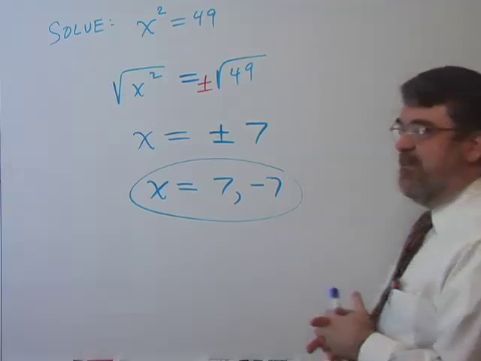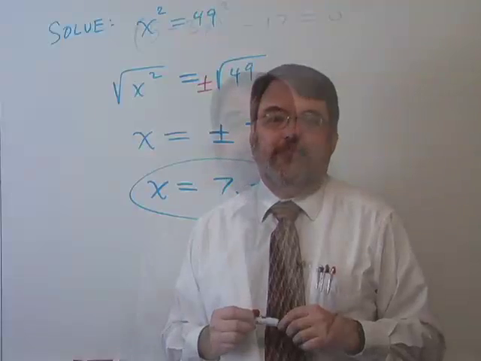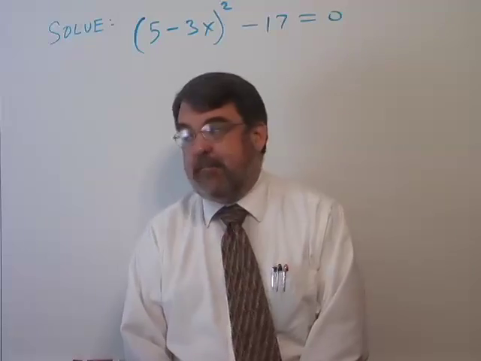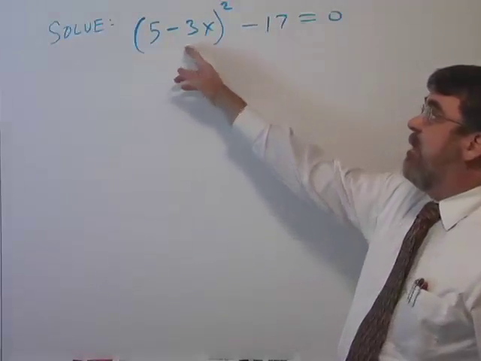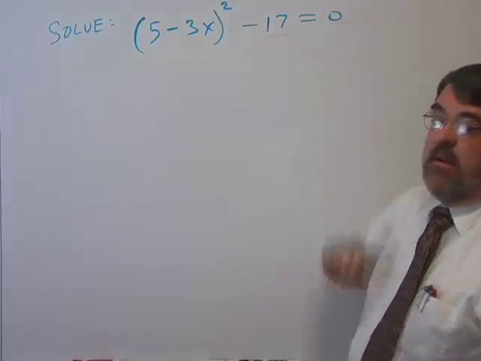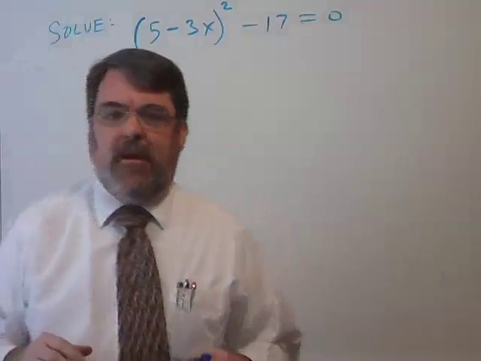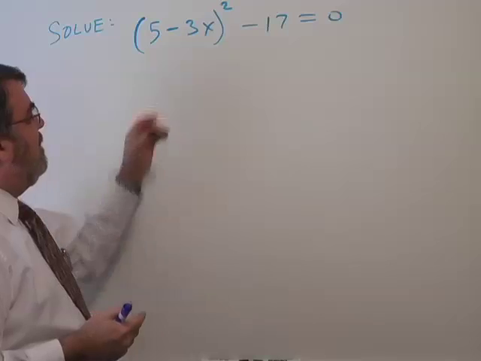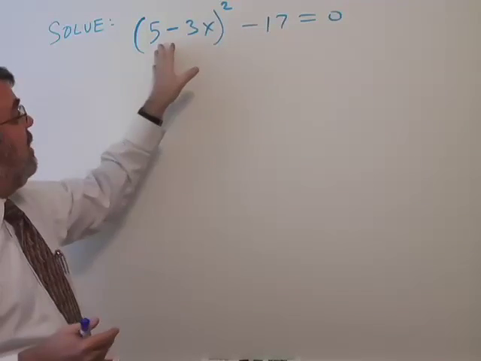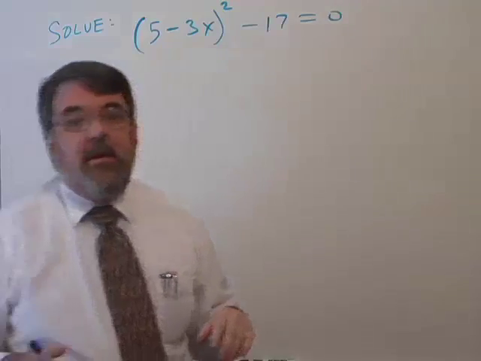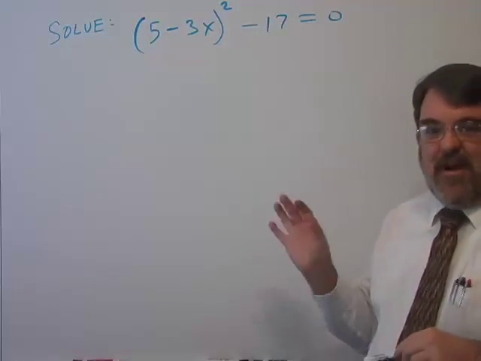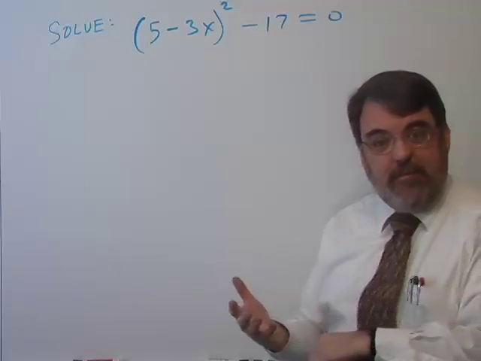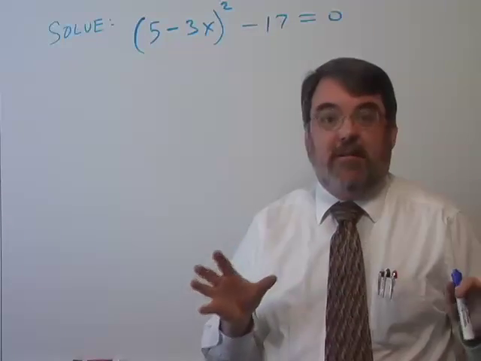So let's work a little more complicated problem here. Here's a problem where this square root method is really quite valuable. Solve (5 minus 3x) squared minus 17 equals 0. Now we could attempt to do this by factoring, but it won't work. You could square this out and collect all your terms together, and you just have to trust me on this, it will not factor. But it is set up for the square root method, and I want to explain that in detail.